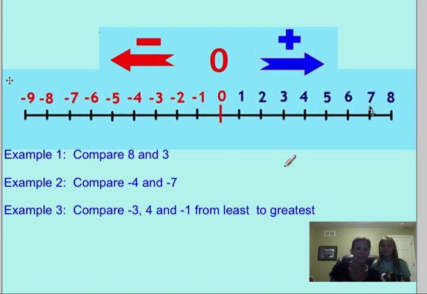All right, so our example 1 is what? Compare 8 and 3. So we're going to go ahead and put a dot on 8 and a dot on 3. Which number is closest to the right? 8. 8 is closest to the right, which means 8 is bigger than 3.